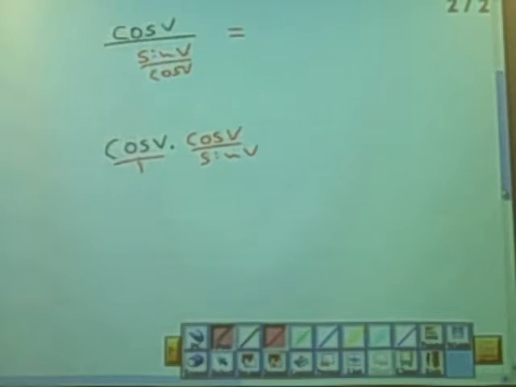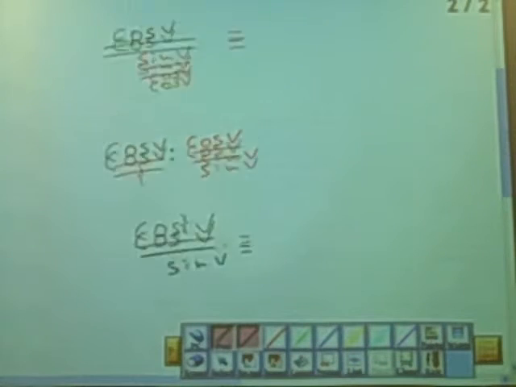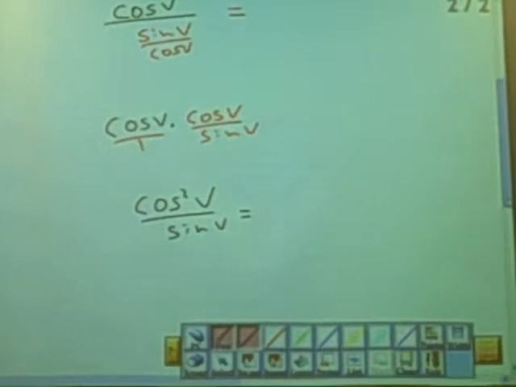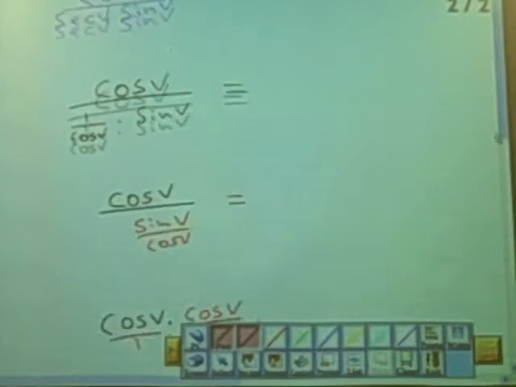And so now we get cosine squared v over sine v. Now we want cosecant v and sine v. But if we were to look at the second to the last step to this, cosecant is the reciprocal of sine. So that's 1 over sine v minus sine v. So we need just all sines basically, right?